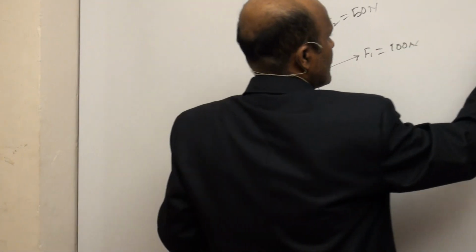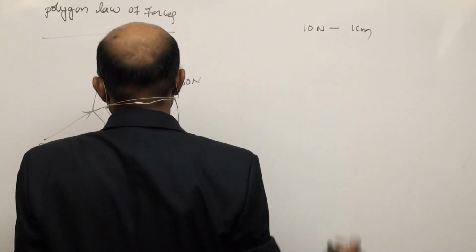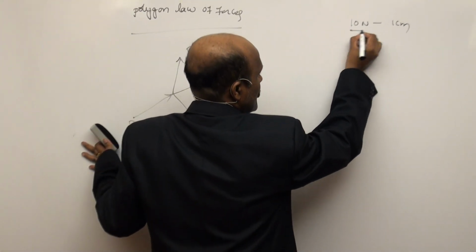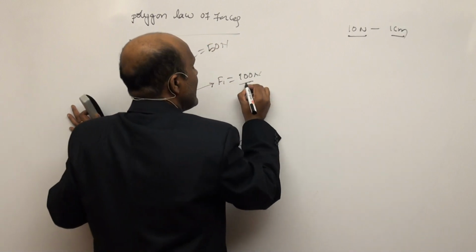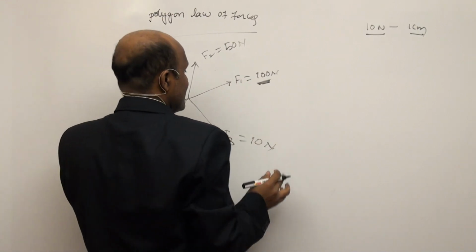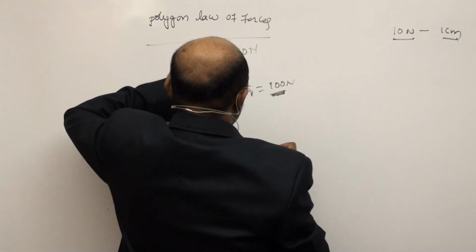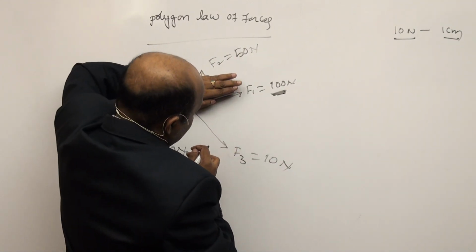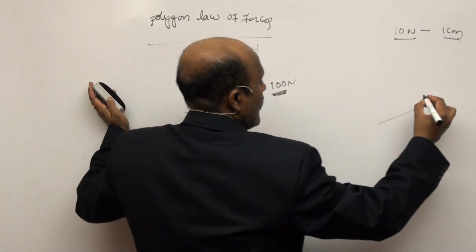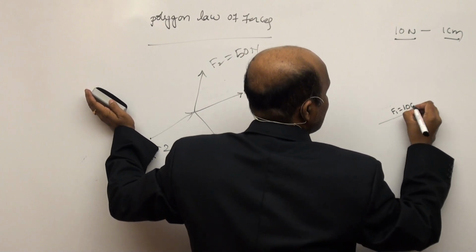So take a suitable scale, 10 newtons is equal to 1 centimeter. First of all, take a scale. How many units for 100? So 10 newtons is equal to 1 centimeter. So how many centimeters for this 100 newtons? That is 10 centimeters. Yes or no? So this is 10 centimeters. Draw a line with 10 centimeters. So take a scale, mark this, set the scale parallel to this one. You draw a line like this, parallel to this one. So with 10 centimeters.